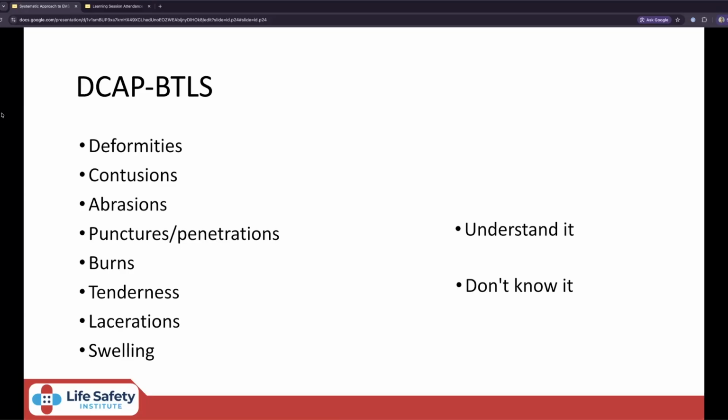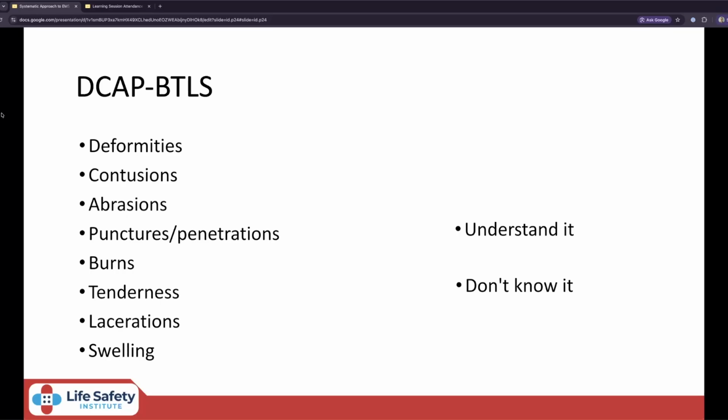So deformities are any time that part of the body looks abnormal, right? So it would normally look one way, but now it looks a different way. Imagine a broken bone sticking in the wrong direction. That's going to be a deformity, right? Contusions, you can think of that as bruising. There's bleeding under the skin. There's soft tissue damage underneath. Abrasion, so the actual top layer of the skin has been abraded. You think road rash, right?